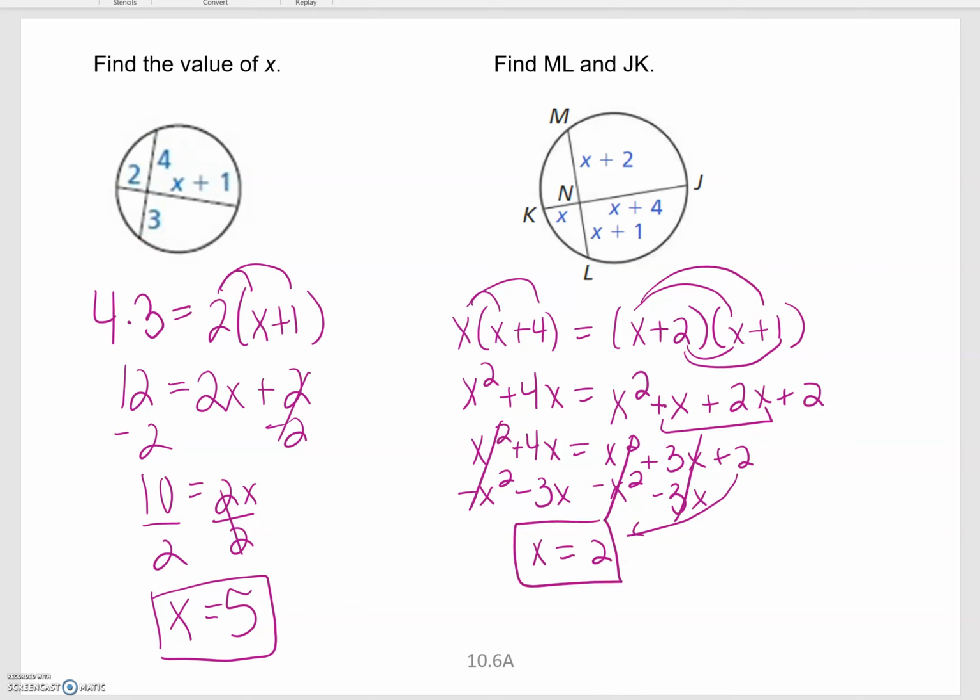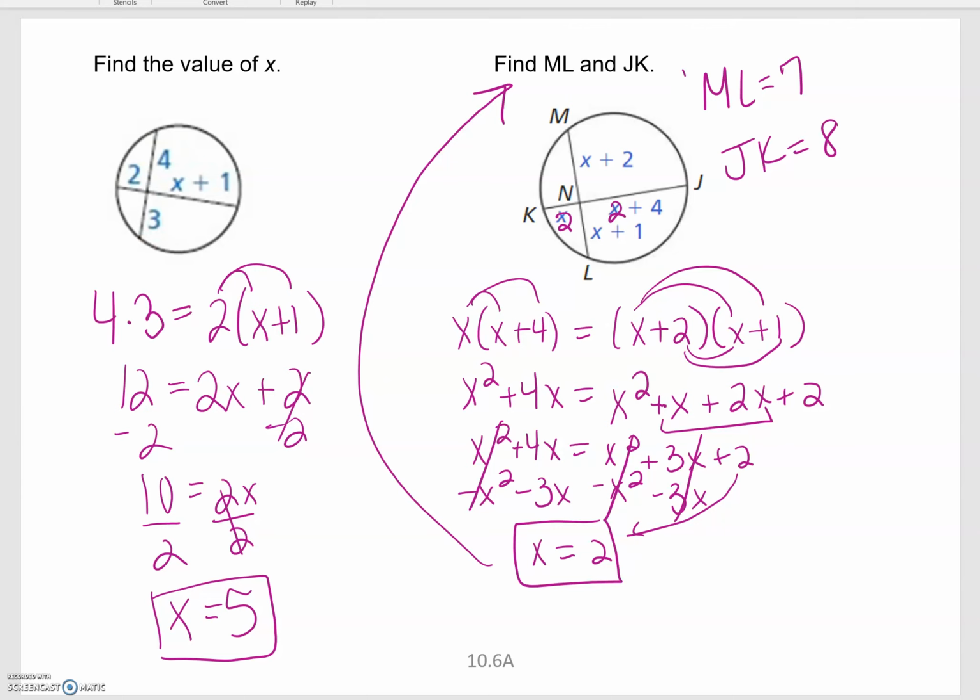Okay, just make sure that you are aware of what the question is asking. So at this point, because it says x equals 2, I want to double check that I've answered my question. Okay, not quite on this one. So it says what is ML and what is JK. So that means I'm going to plug in my value. ML is the entire chord there. So I have 2 + 2, that's 4, plus 2 + 1, so I end up with ML is 7. And then I'm going to do the same thing for the other chord. So I have 2 + 2 + 4, so JK equals 8.